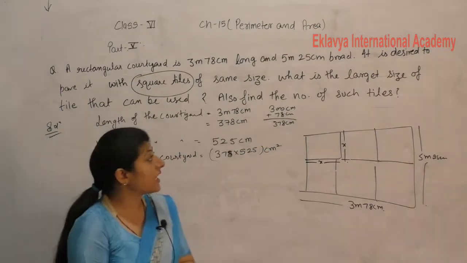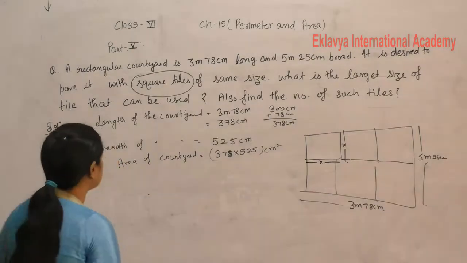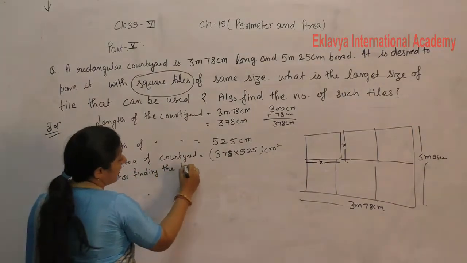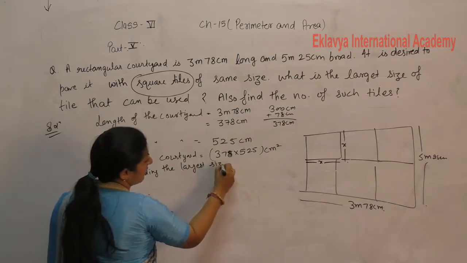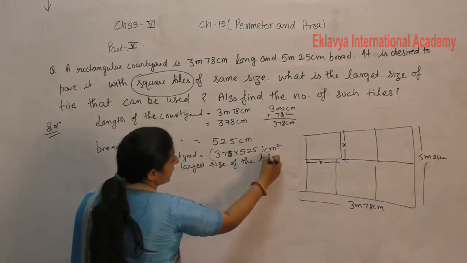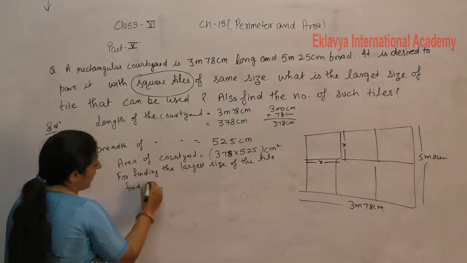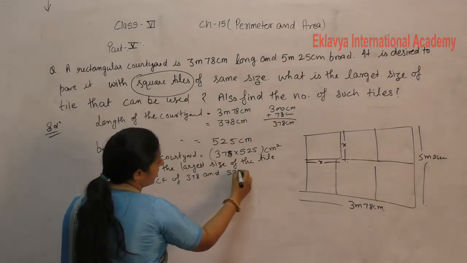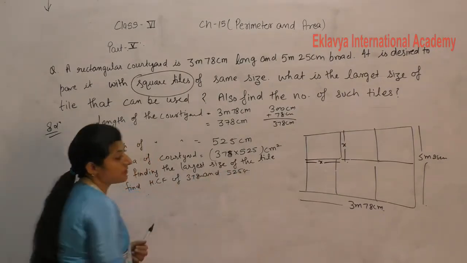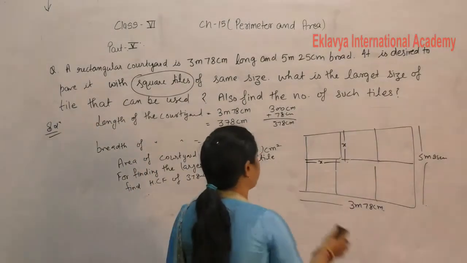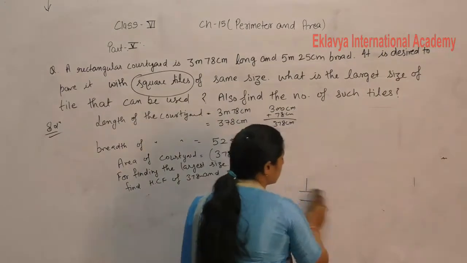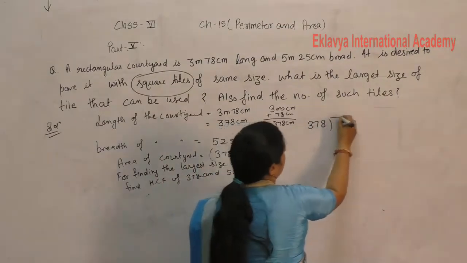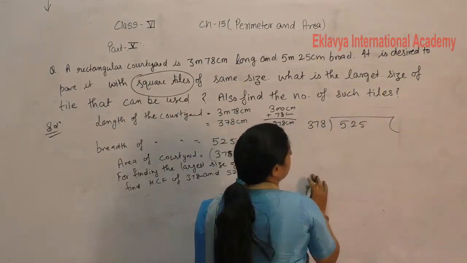How to find out the largest size? For finding the largest size of the tile which we can use in this, find the HCF of 378 and 525. How to find out the HCF? You can find it by the long division method. 378, 525. One time.